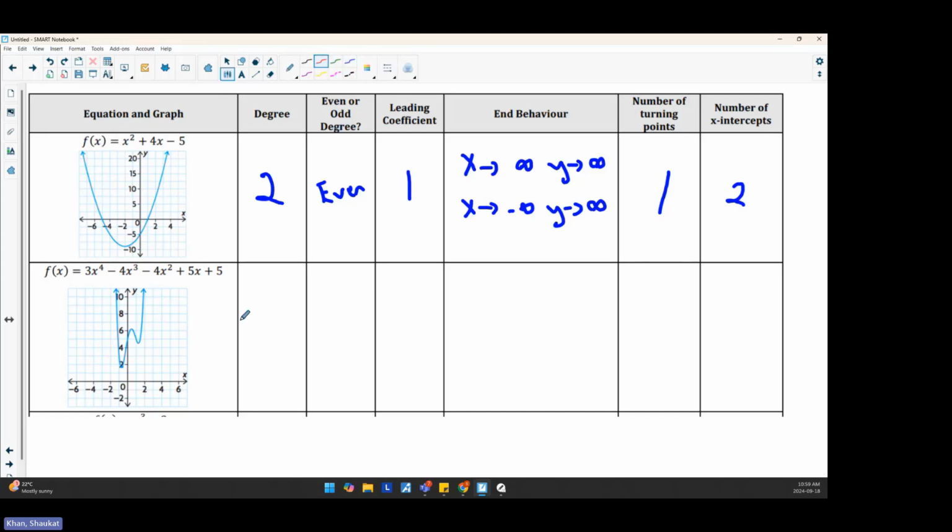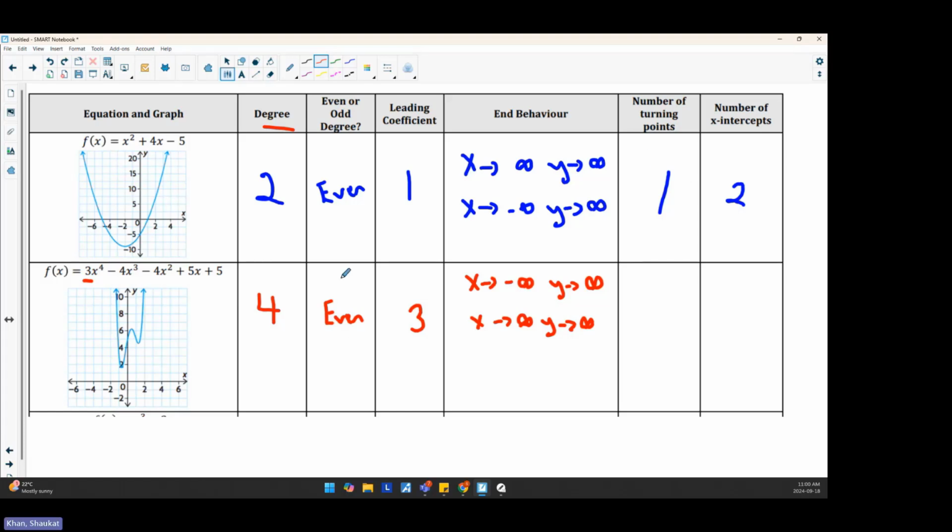Let's continue. In this example, what is the degree of the polynomial? Remember, the degree is just the highest exponent value, so that's 4. Is that number even or odd? Clearly even. The leading coefficient is 3. As x goes to negative infinity, y goes to positive infinity, and as x goes to positive infinity, y also goes to positive infinity.